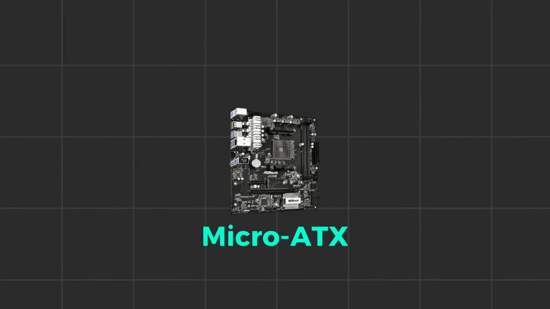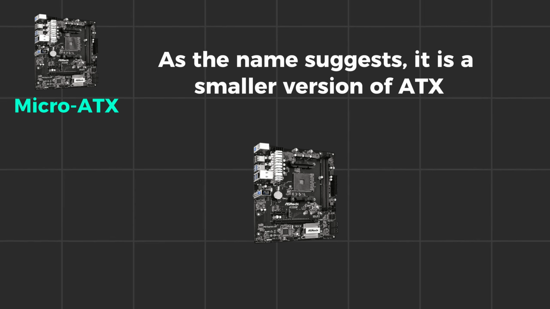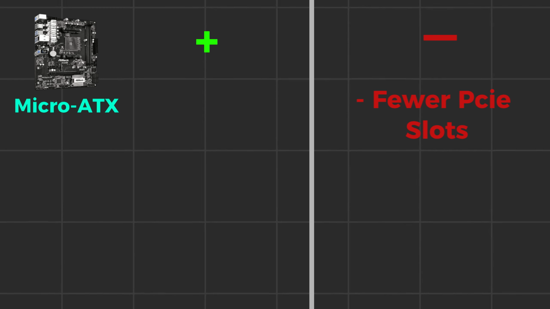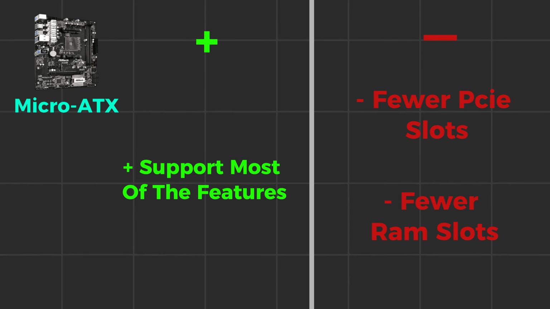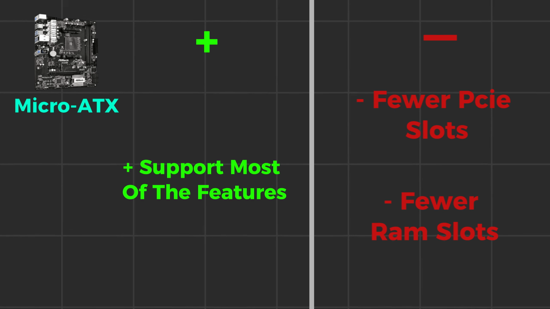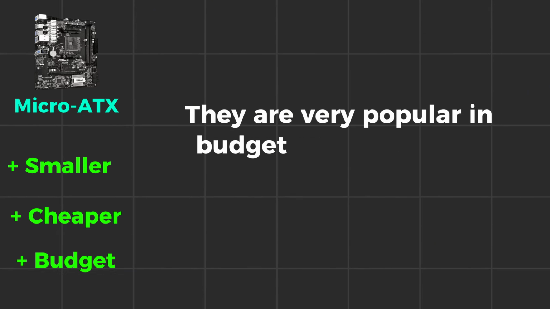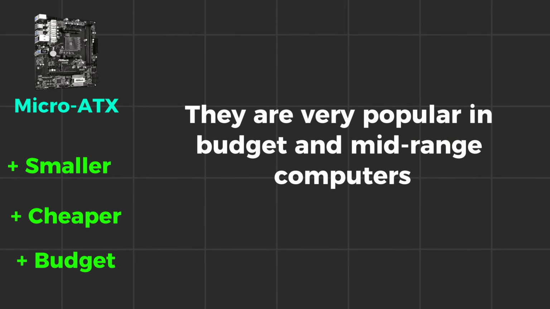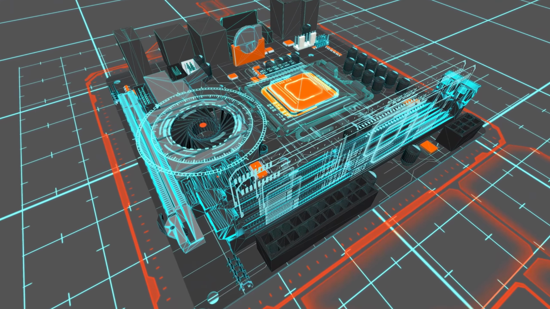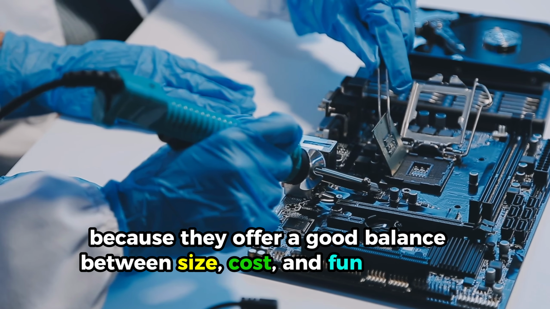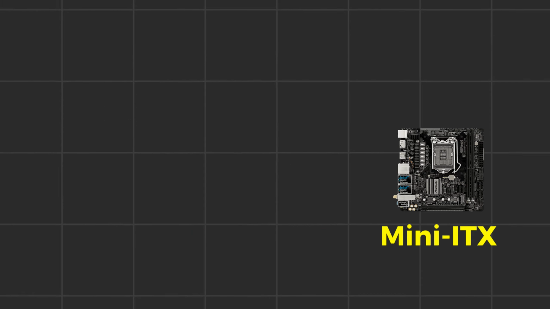The second type is Micro-ATX. As the name suggests, it is a smaller version of ATX. Micro-ATX boards usually have fewer PCIe slots and sometimes fewer RAM slots, but they still support most of the features that average users need. Because they are smaller and cheaper to manufacture, they are very popular in budget and mid-range computers. Many pre-built PCs and office computers use Micro-ATX motherboards because they offer a good balance between size, cost, and functionality.